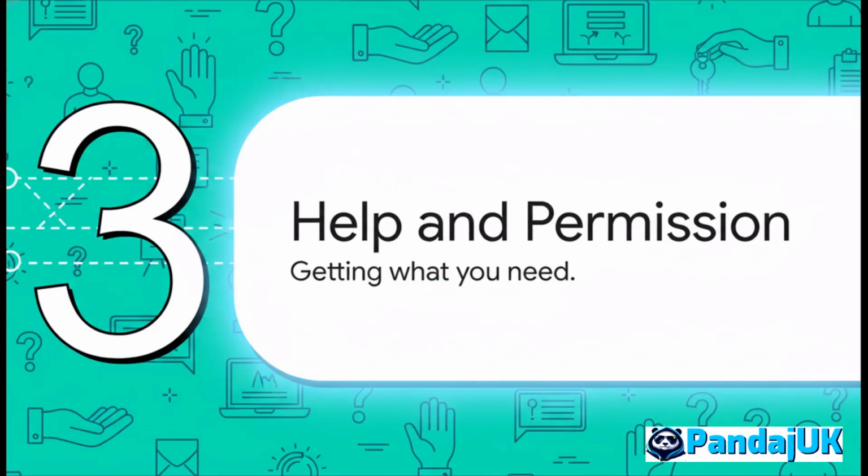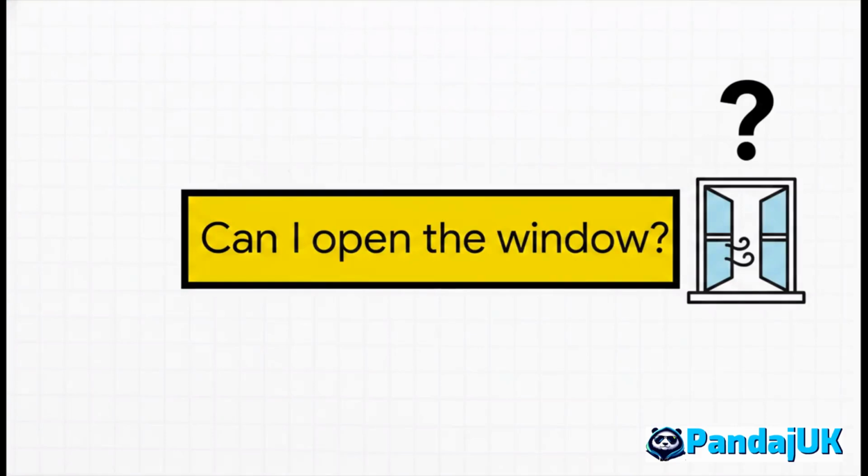Section 3. Asking for help or permission. Getting what you need. Now we are moving to our next practical skill, using our helper word to ask if we are allowed to do something or to politely request assistance. And this brilliantly illustrates how we ask for permission. Can I open the window?